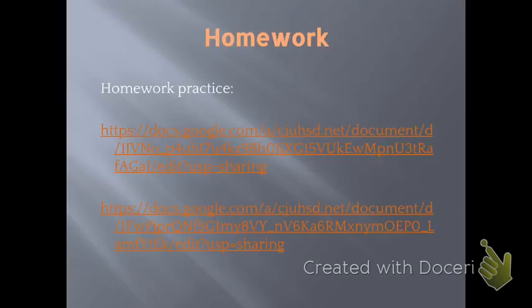Here's some homework you can work on, and then the key I think I posted, oh, actually there's no key. These are just 2 examples of practice that you can work on.